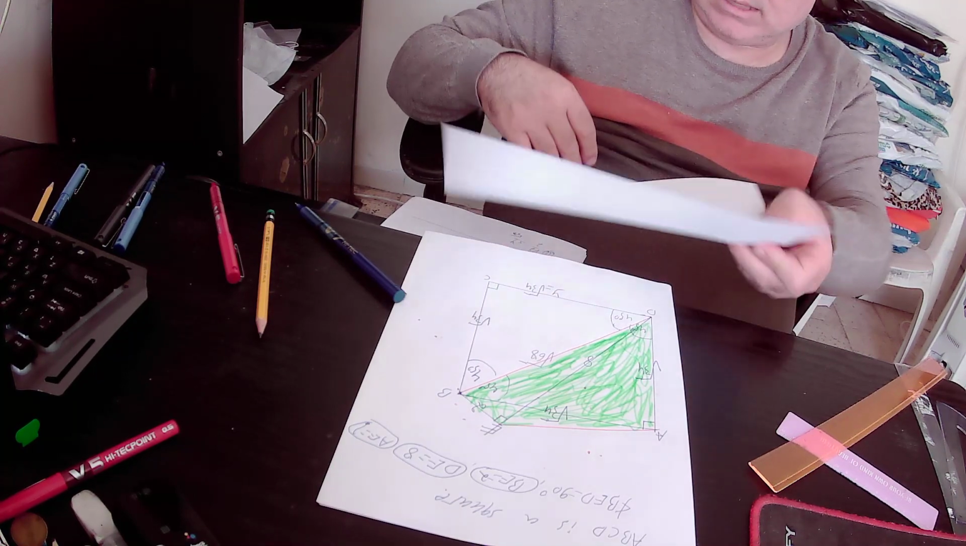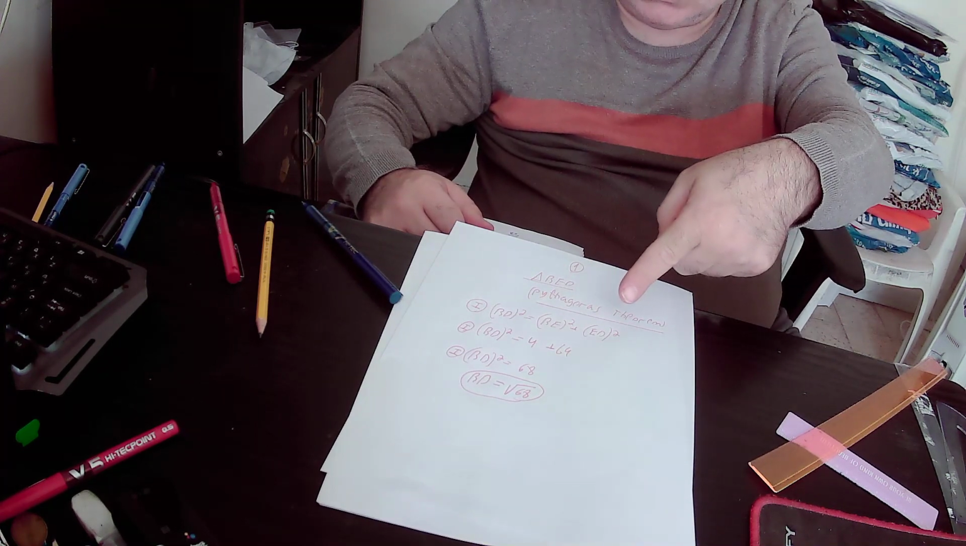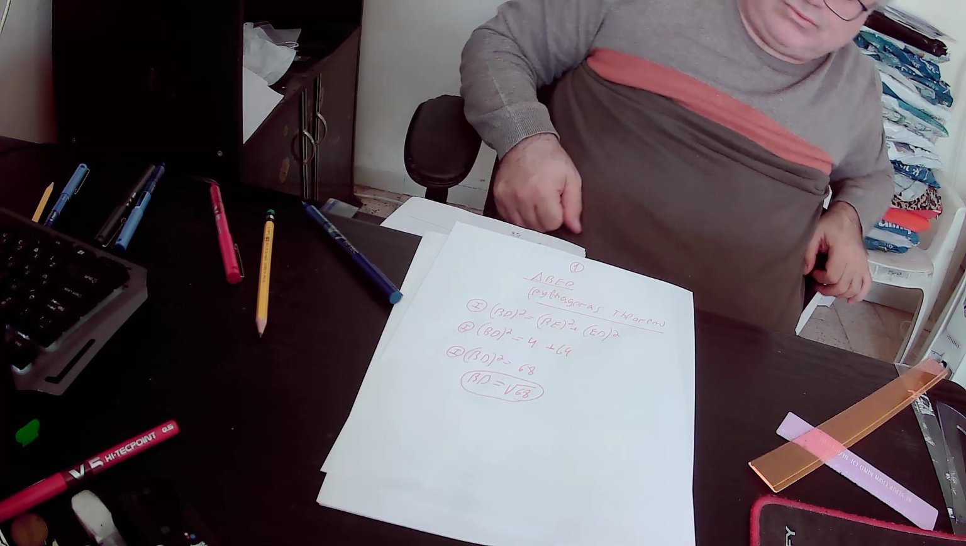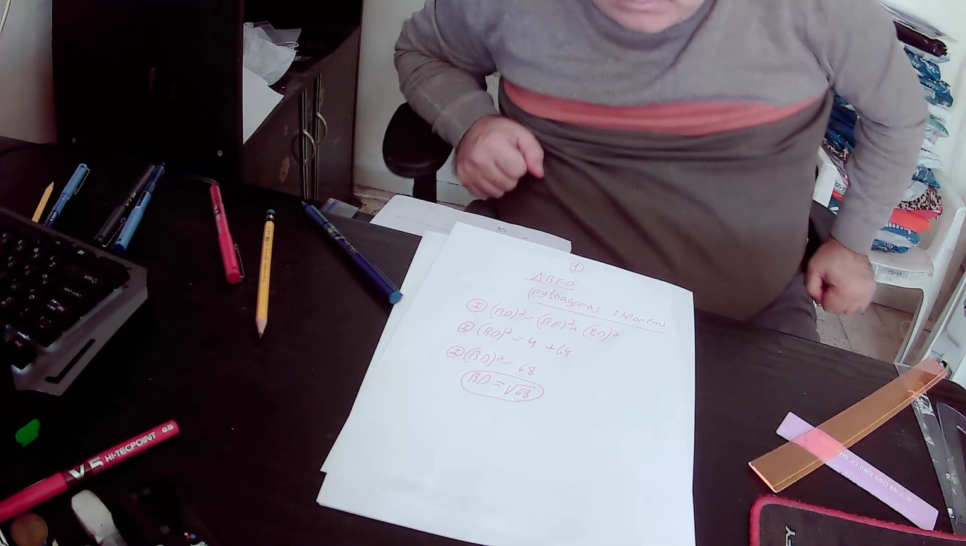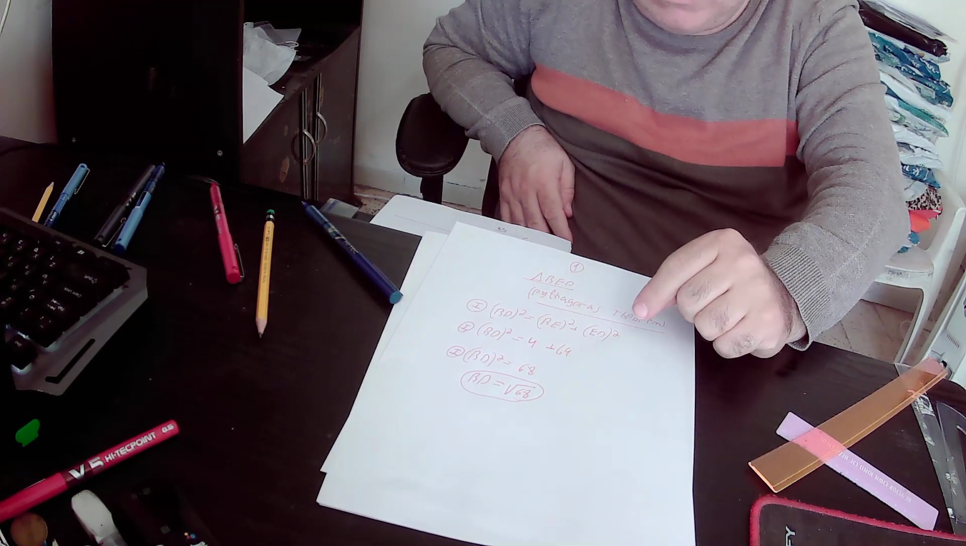Again, in the right triangle, triangle EBD, according to the Pythagoras theorem, DB square equals BE square plus DE square. So DB square equals BE square. BE equals 2, so BE square is 2 square, 2 square is 4, plus DE square.